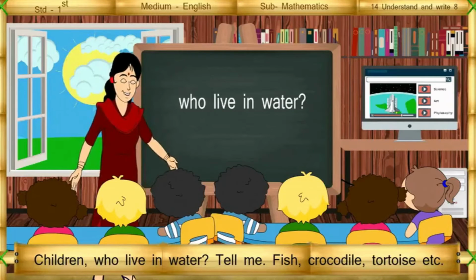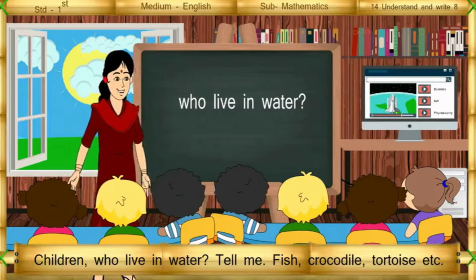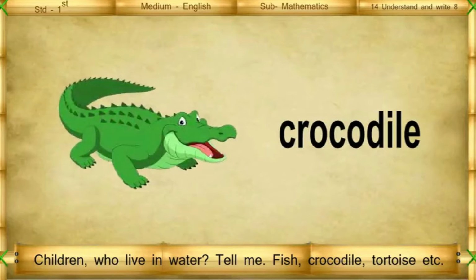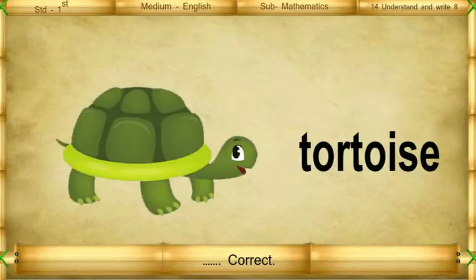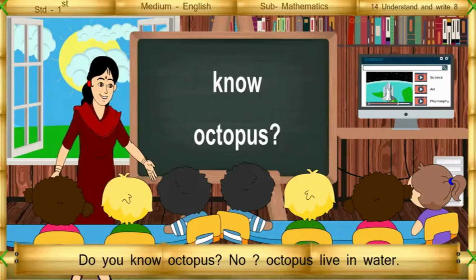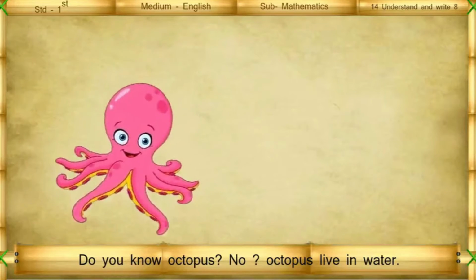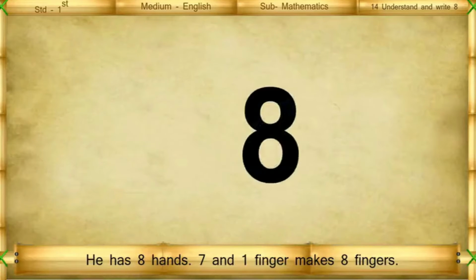Children, who lives in water? Tell me. Fish, crocodile, tortoise, etc. Correct. Do you know octopus? No? Octopus lives in water. He has 8 hands.